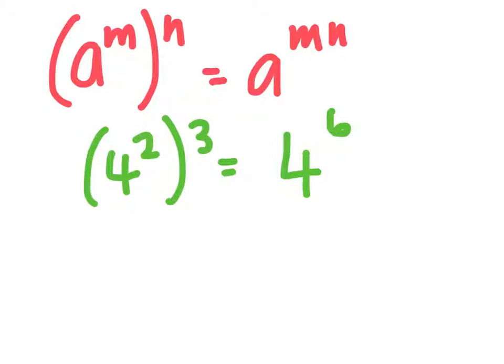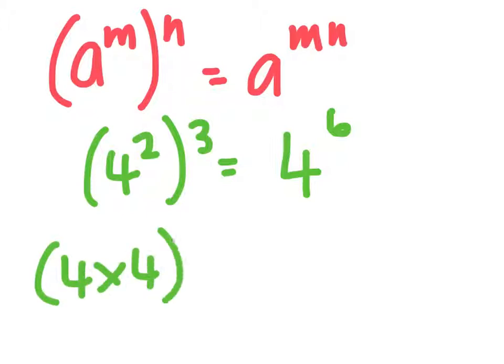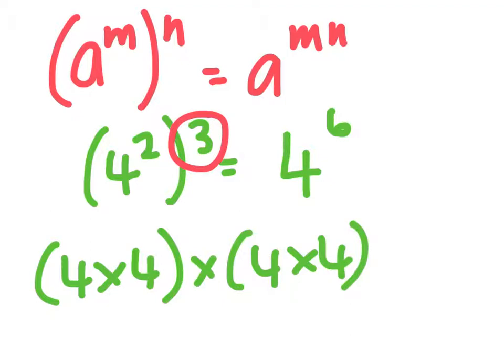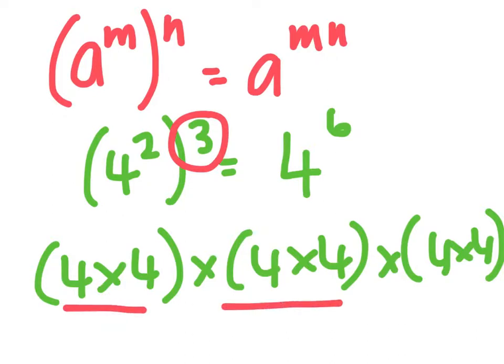And again, I can show that this rule works by writing it out longhand. So if I have 4 squared, that's 4 multiplied by 4, and that actually happens 3 times because it's cubed. So I have 4 multiplied by 4, multiplied by 4, multiplied by 4, multiplied by 4, multiplied by 4. So I actually have 2, 4, 6. So it's 4 to the power of 6.